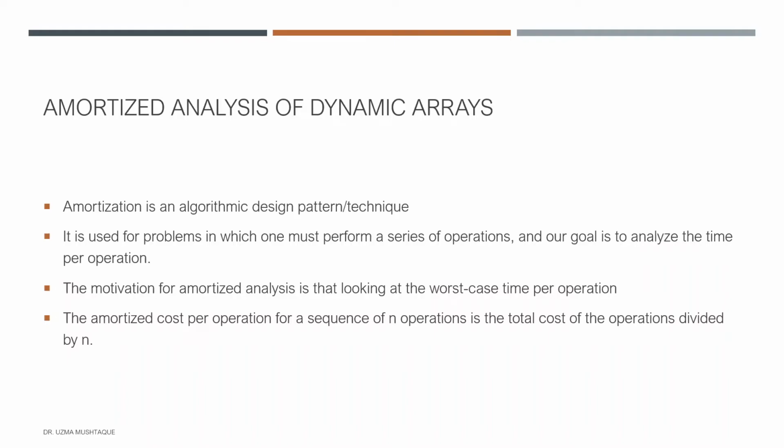the time per operation that's taken by any algorithm, right? And the motivation for this analysis is that we want to find out the worst case time per operation. The definition of amortized cost is: the cost per operation for a sequence of n operations is the total cost of the operations divided by n.